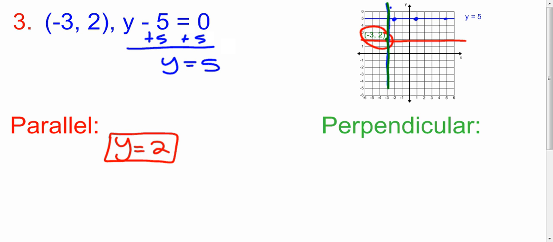Perpendicular to a horizontal line would be a vertical line. And vertical lines always have the equation x equals something, because it's the x that's being held constant. At this point right here, your x value is -3. So perpendicular to that would be x equals -3. So be careful. I might give you a vertical line to start with, and then parallel would be a vertical line, and perpendicular would be a horizontal line. Those are special cases, and that's how that works.